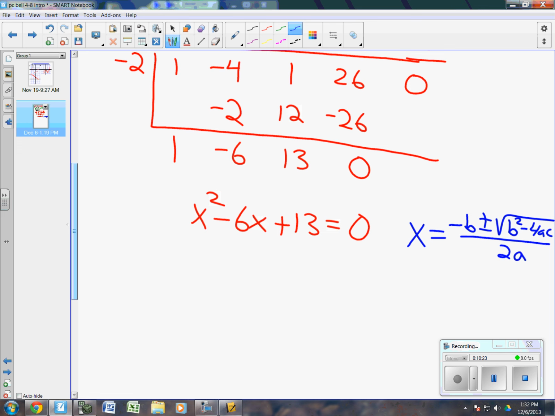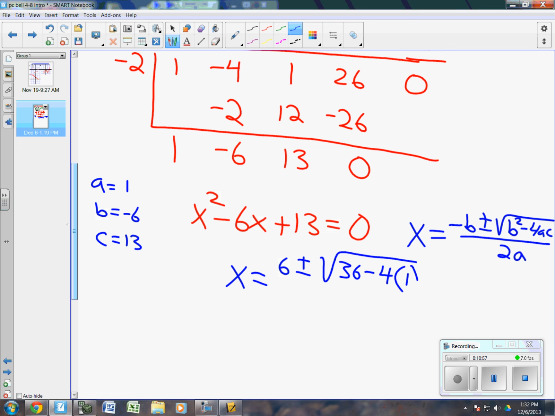Okay, so we're going to plug these in. What is a, b, and c? Okay, so what's negative b going to be in my formula? x equals negative b. Positive 6. It's always the opposite of b. Since b is negative 6, we get a positive 6. Plus or minus b squared. What's b squared? Is it positive 36 or negative 36? It's always positive when you square a number, right? Minus 4 times a, which is 1, times c, which is 13, all divided by 2 times 1, which is 2.